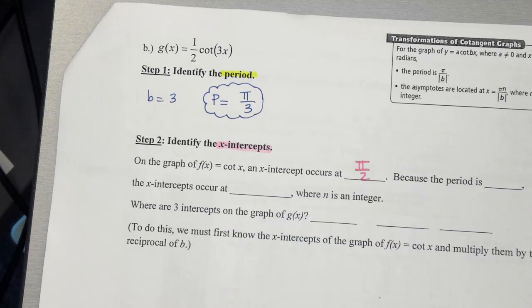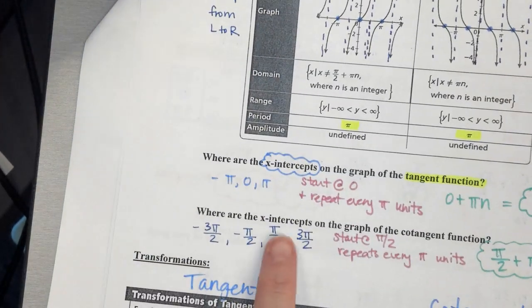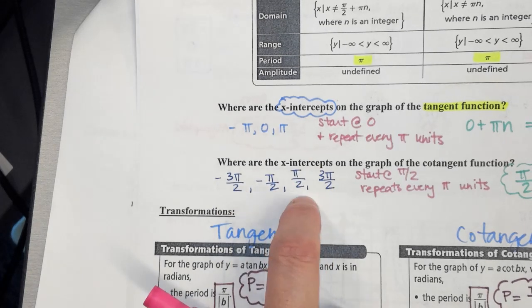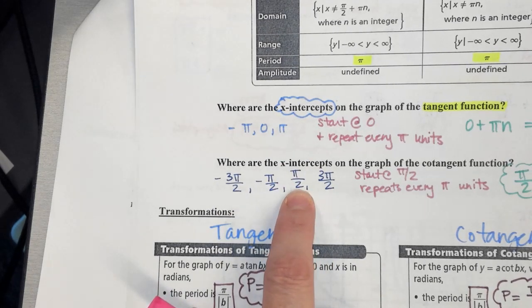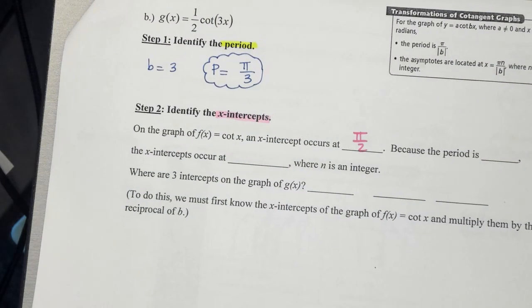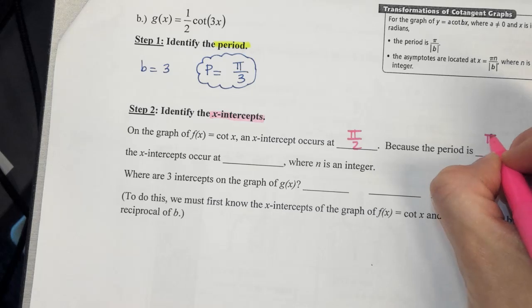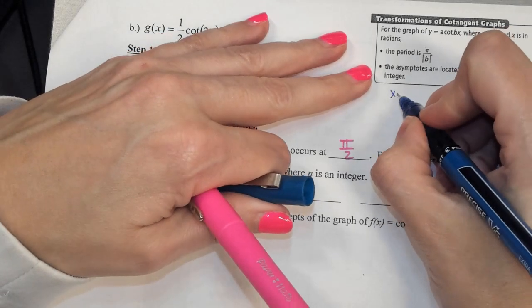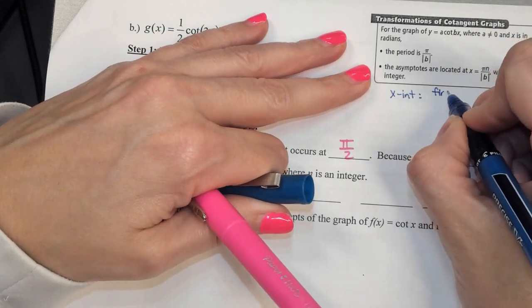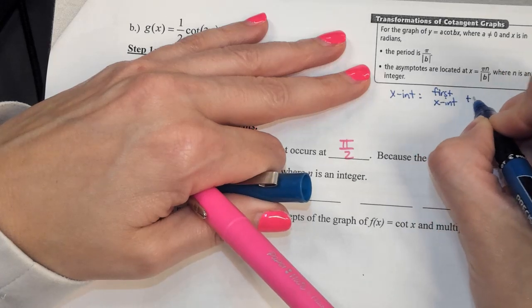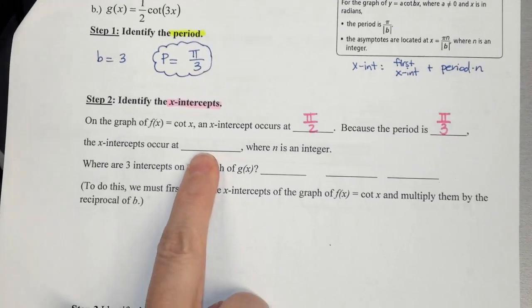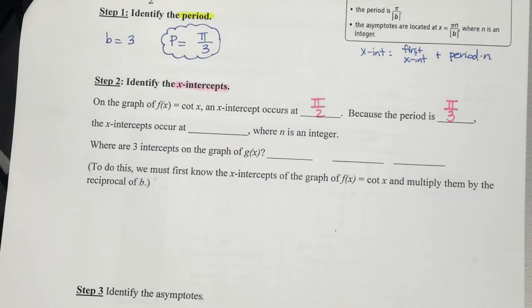Okay, and if you were not sure about that, you just go back to our list, right? What are the x-intercepts on the graph of the cotangent function? We wrote all of these down. This would be the first positive one at pi over 2. Okay? So because our period is pi over 3, remember to do the equation for the x-intercepts, it's always going to be that first x-intercept plus the period multiplied by n. So do you guys think you can write that equation just using that structure? I'm feeling good about it for you.